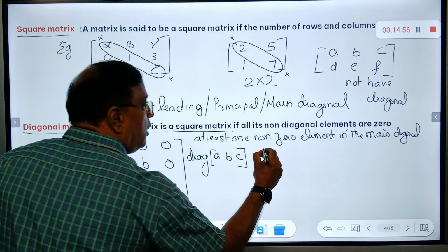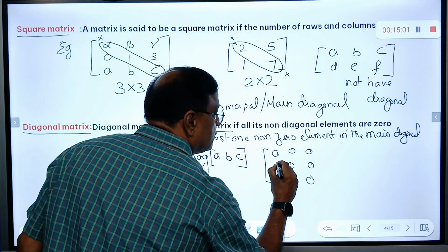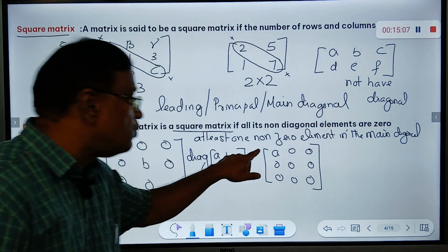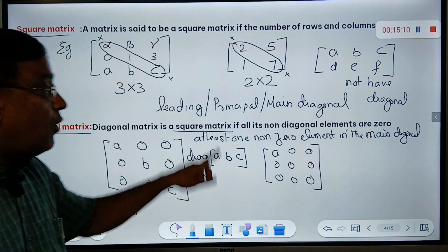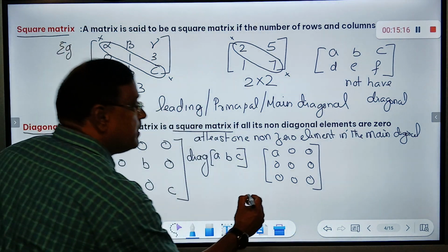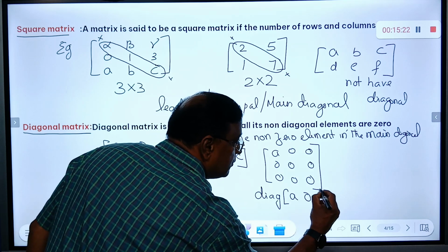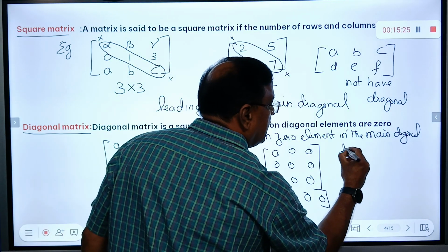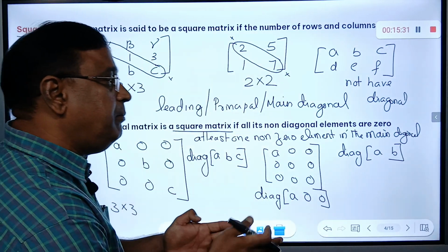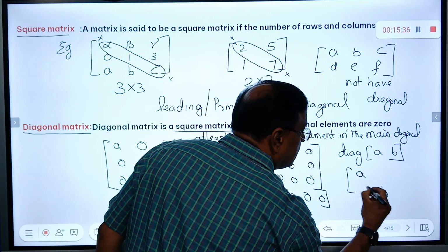How do I write this? A, 0, 0, 0, 0, 0, 0, 0, 0. Is it a diagonal matrix? Yes, of course it's a diagonal matrix because it has one non-zero element, A. If all the diagonal elements are 0, then you can't call it a diagonal matrix. Okay. So how do I write this? Diag A, 0, 0. Now how do I write this matrix? Diag, suppose for example A, B. So when it says diag A, B, that means diagonal elements are only 2. If it is only 2, it has to be a 2 by 2 matrix. Am I right?